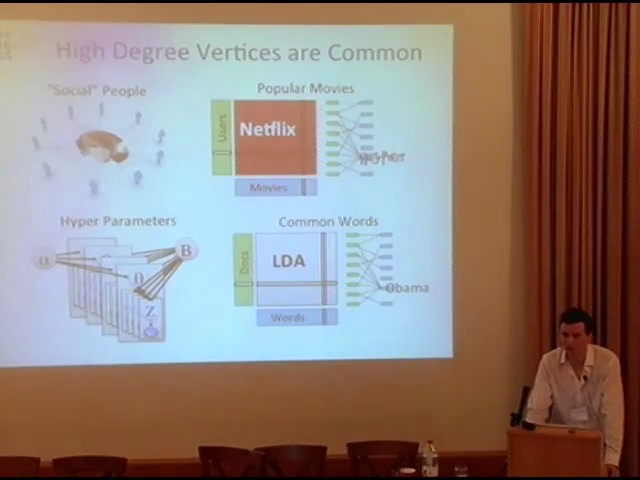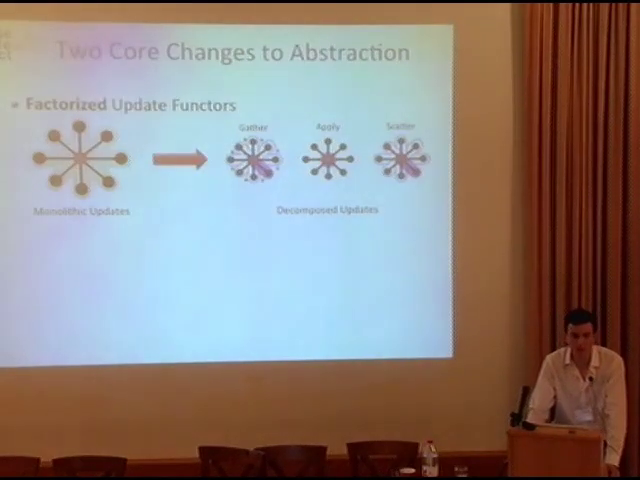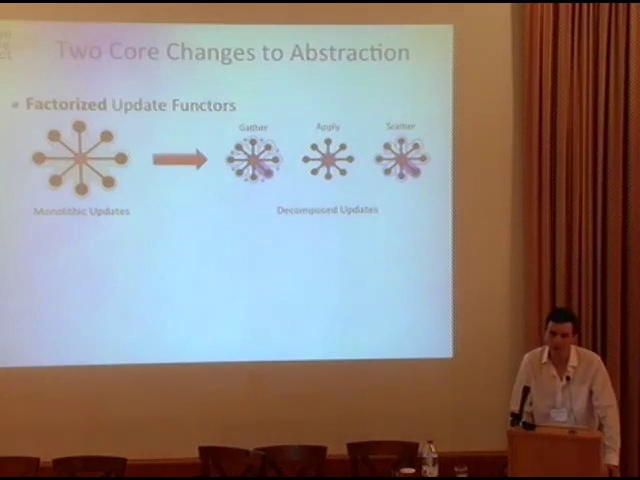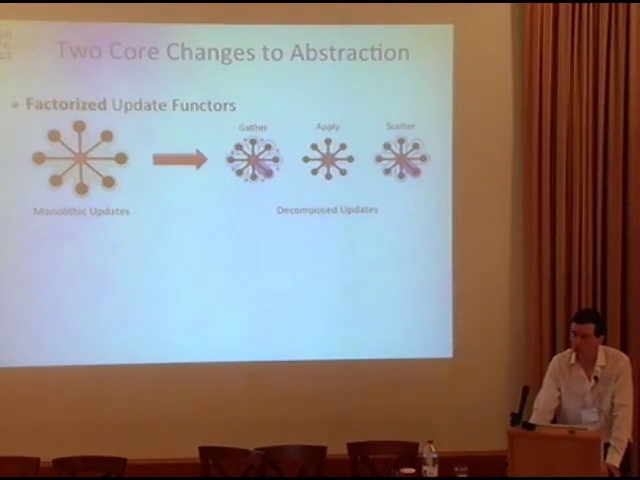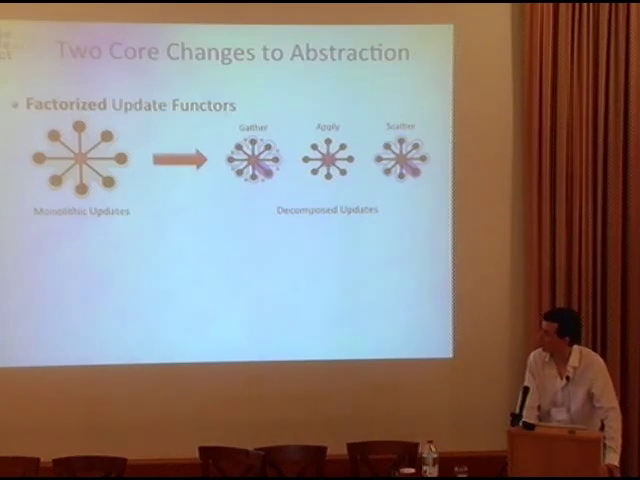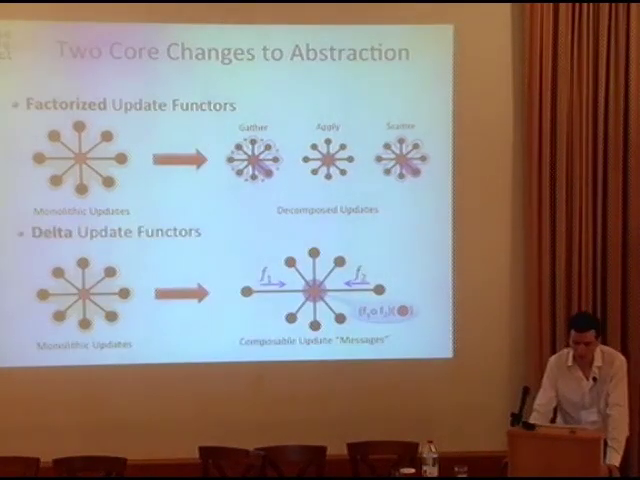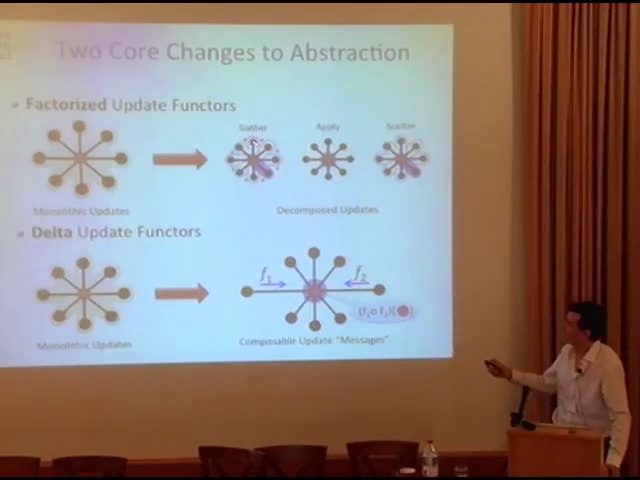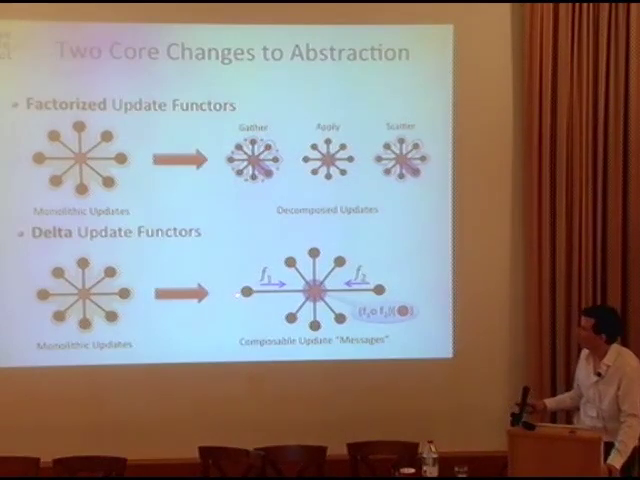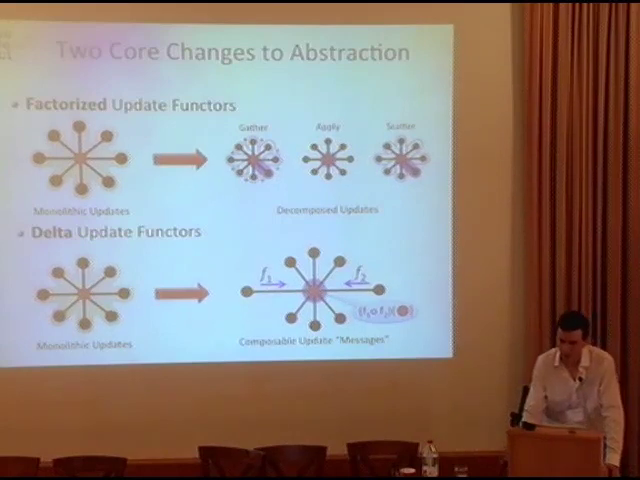What GraphLab is doing is addressing this problem using 2 changes to its abstraction. They're very simple, yet look very promising and seem to be very successful. The first one is what we call factorized updates. Instead of having a monolithic update where you have a node and we look at all its neighbors at once, we have an update where you look at each neighbor individually and you aggregate their contributions to the update function. I'll talk a little bit more about that. The second one is what we call delta updates, where instead of updating a node and all its neighbors at once, we perform local updates, where we only make small changes to the node.